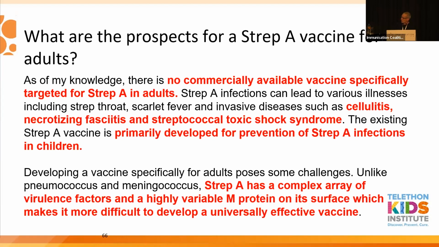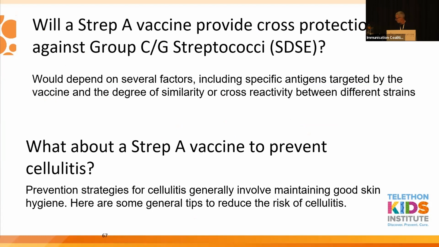I also asked it, if there was going to be a Strep A vaccine, would this provide cross-protection against group C and G streptococcal infections as well? And the answer to this was complete gobbledygook. It didn't really help us at all. It's a very general response. And then I asked it, what about a vaccine against cellulitis? And it basically told us not very much either.